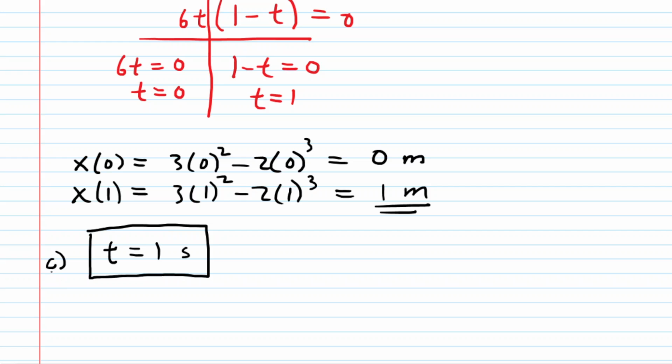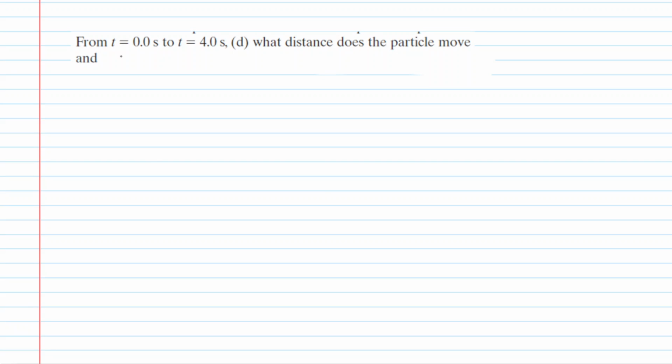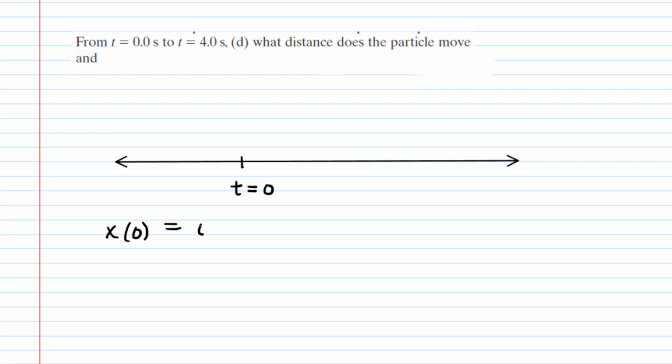Let's take a look at part D. And it says, from 0 to 4 seconds, what distance does the particle move? And perhaps to understand this, we can draw a sort of position graph to monitor where the object is located at different times. So for example, we start at time 0. And at time 0, we remember we had plugged 0 into the position function and we had gotten 0 meters. So the particle basically starts at 0 meters right here.